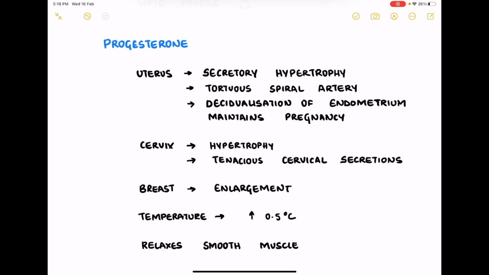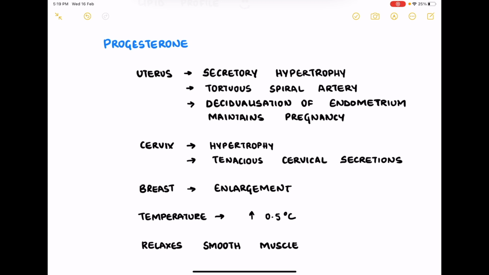Progesterone causes secretory hypertrophy of the endometrium of the uterus, leads to tortuous spiral arteries, and also causes decidualization of the endometrium, and it helps in maintaining the pregnancy. The effect on the cervix includes hypertrophy of the cervix, and the secretions from the cervix become tenacious.